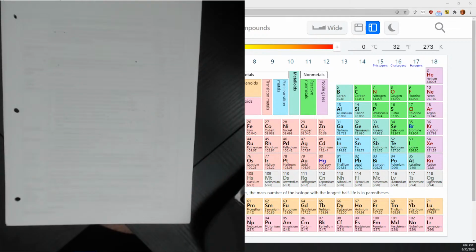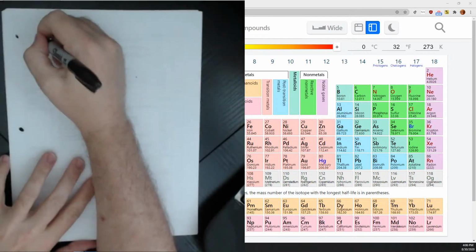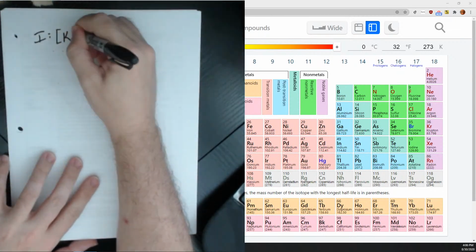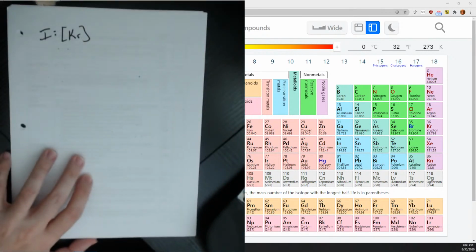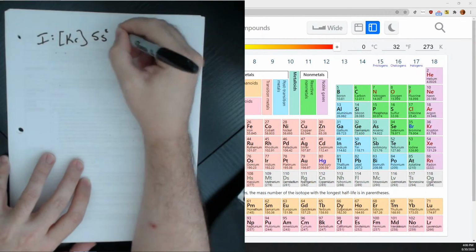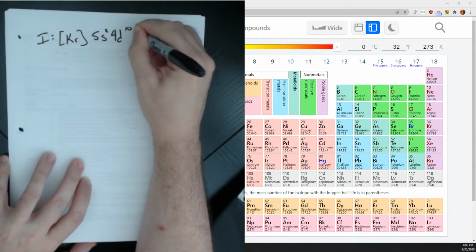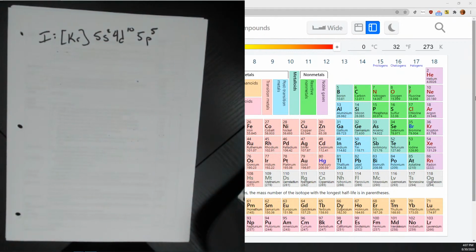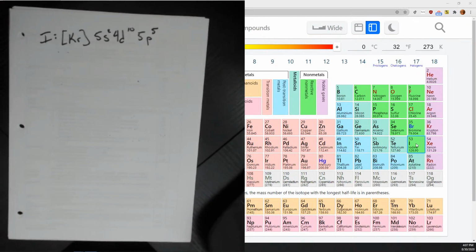So for iodine, we have krypton, and then it is in the 5th row. So it's going to be 5s2, 4d10, 5p5. Okay, it's in the 5th row of the periodic table. 1, 2, 3, 4, 5. It's in the p block, and it's in the 5th column of the p block. So 1, 2, 3, 4, 5. So 5p5. That's where I end.